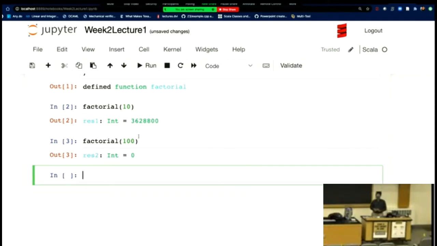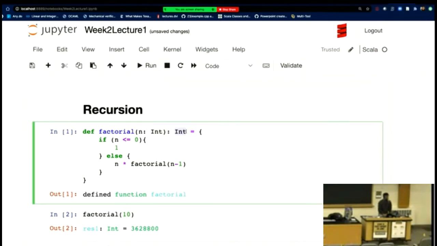So anyone care to explain why this happened? This is, by the way, completely orthogonal. This is not on topic. Yes, please. You're right. So integers in Scala, this type Int, is not arbitrary integers. It's 64-bit integers. Factorial 100 is so big that it overflows. You can't put it in 64 bits. So as a result, at some point after overflow, it became 0. And once you multiply something by 0, it's 0.